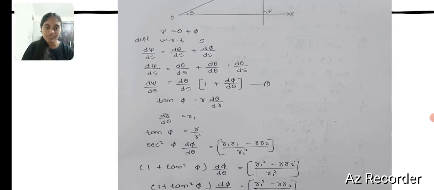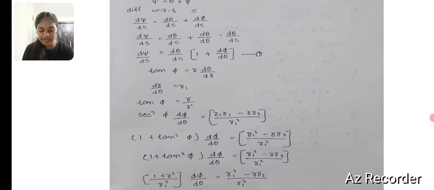We know that tan phi is equal to r d theta by dr, so tan phi is equal to r divided by dr by d theta. Dr by d theta is considered as r1. Tan phi is equal to r by r1, where we can apply the u by v rule. Differentiate with respect to theta. The derivative of tan phi is secant square phi d phi by d theta, which is equal to (r1 into r1 minus r2 into r) divided by r1 square.